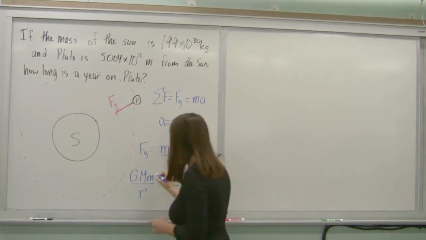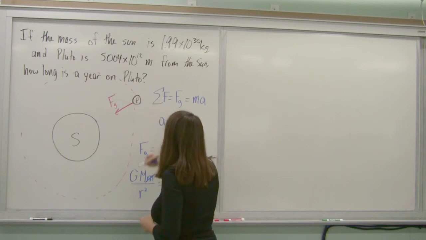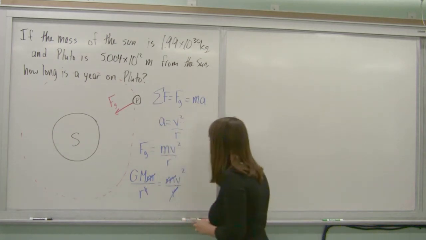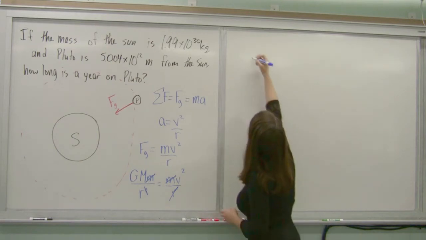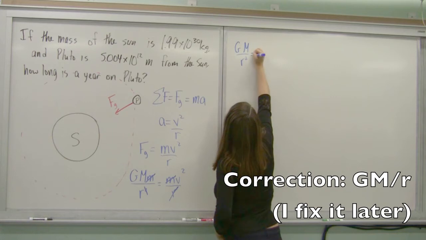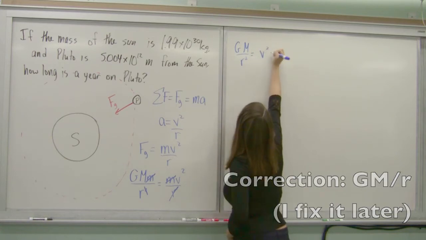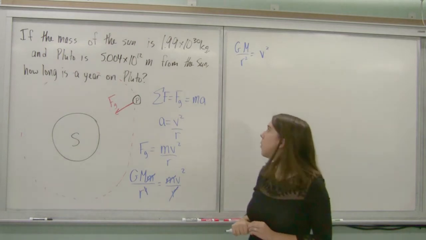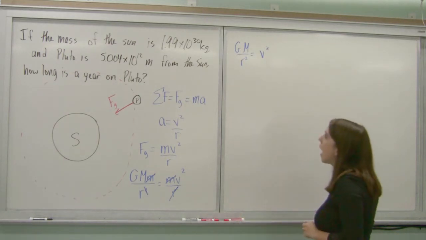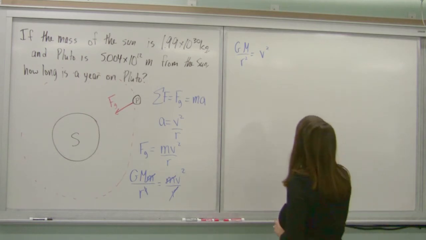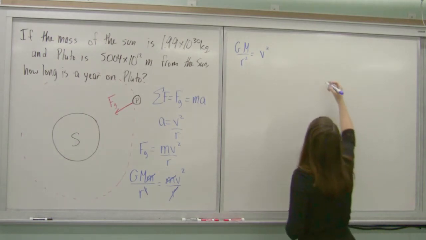So some things are going to cancel out. We can cancel out the mass of Pluto, which is nice because we weren't given that in the problem. We can cancel out one of these radii, and now we're left with GM over r squared is equal to v squared. But we didn't really want to know how fast Pluto was going. We wanted to know how long its year is. So let's try to find a relationship between that velocity and the length of a year.